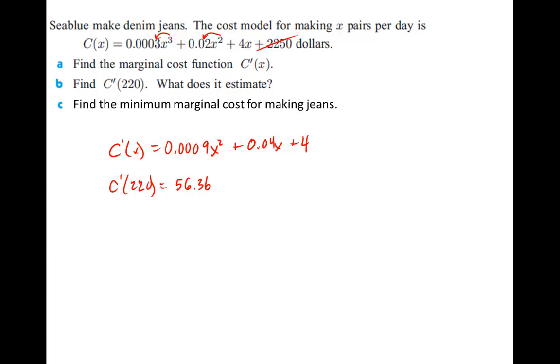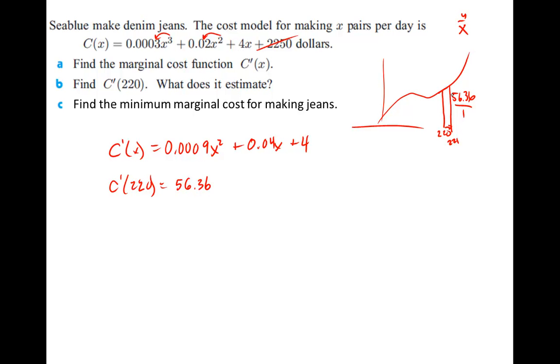Now this original function was a cubic function, regardless of what it looks like, because this is going to help us interpret it. Remember, the derivative is the slope at a specific point, the rate of change at that point. So the slope at 220 is 56.36. That means if I decide I want to make 221 pairs of jeans, the cost would go up by about 56.36. Slope is rise over run, y over x. So if x increases by 1, y should increase by 56.36.